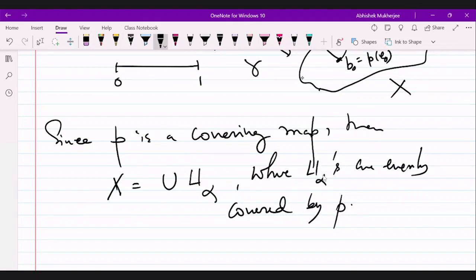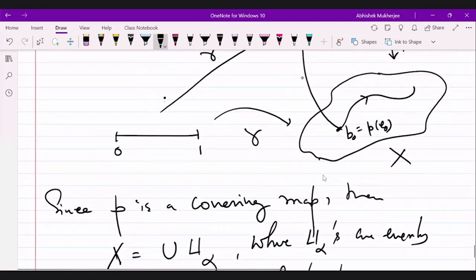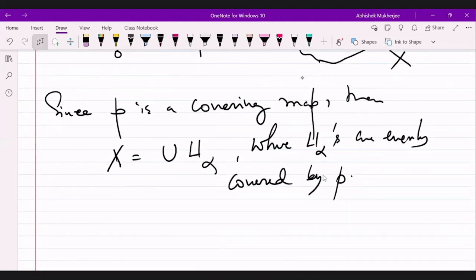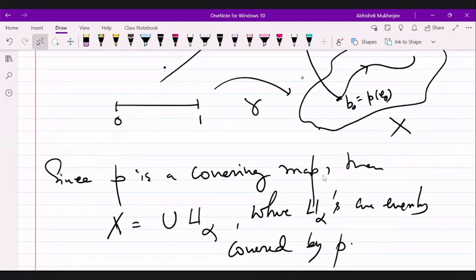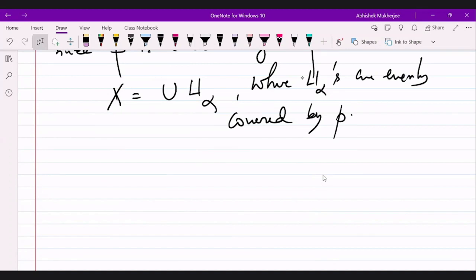Now you are going to take the inverse image of each of these U alphas via this gamma. That means gamma inverse U alpha. That is going to be an open set in that closed interval, right? So gamma inverse U alpha will constitute an open cover for that closed interval, but that closed interval is compact, so you are having a finite number of cells, right?